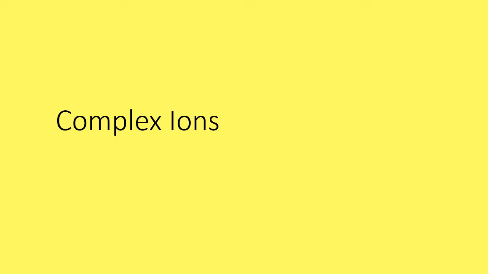Hi, here we have a video on complex ions, and to illustrate what a complex ion is, let's consider an ionic compound. Let's have iron sulfate. Okay, we've got iron sulfate here, so this is iron 3+, right? Because you'll remember that sulfate is a 2- ion.